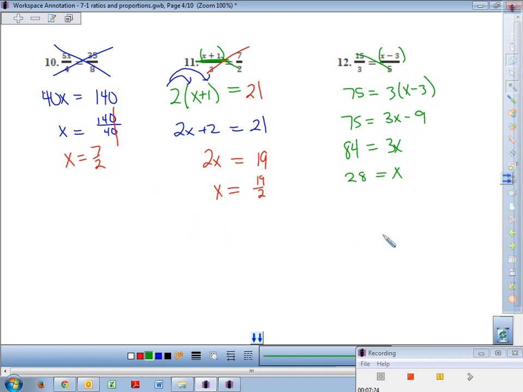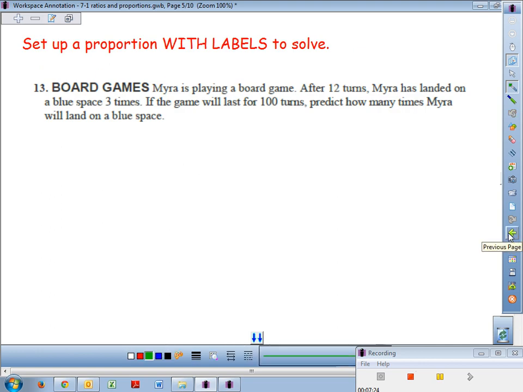So, algebra problems. When it comes to the story problems, we will set up a proportion with labels to solve. It's much easier than you think if you put the labels. So, Myra is playing a board game. After 12 turns, Myra has landed on a blue space 3 times. If the game will last for 100 turns, predict how many times Myra will land on a blue space. So, from all this information given to us, they should have given us some sort of ratio that we could write. And they did it right here.